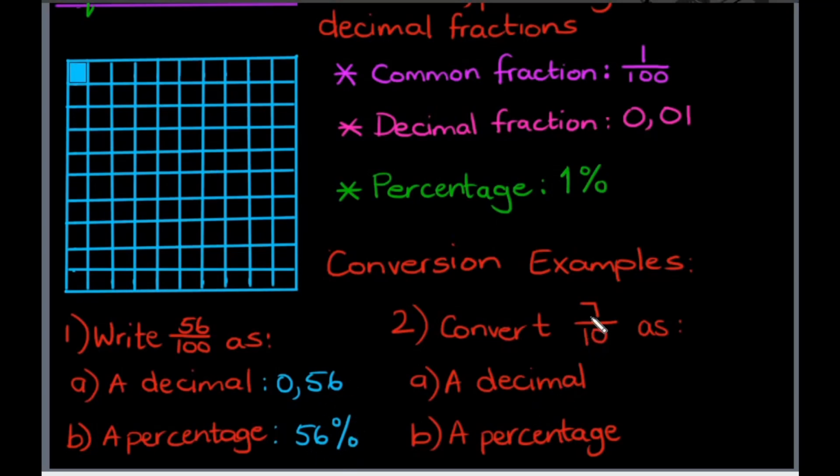In our next question, we have convert 7/10 as a decimal and B a percentage. It's pretty straightforward to convert the 7/10 to a decimal. So that is just 0,7, as it only takes up one place value, one place after the comma. As a percentage, I will have to convert the 7/10 to hundredths, which means I need to multiply the bottom by 10 and the top by 10 as well. And then I can go straight from there to writing it as a percentage.